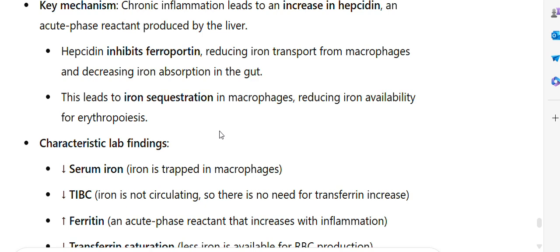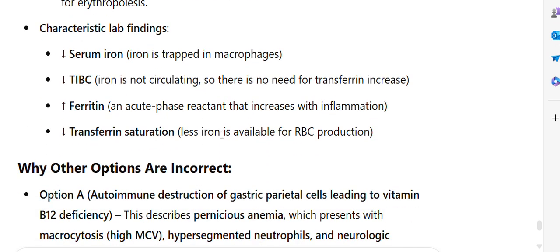Characteristic lab findings: serum iron is decreased because it is trapped in macrophages. TIBC is decreased; iron is not circulating, so there is no need for transferrin increase. Ferritin is increased, as it is an acute phase reactant that increases with inflammation. Transferrin saturation is decreased, as less iron is available for RBC production.